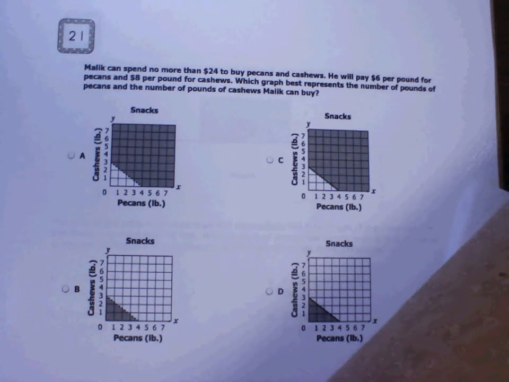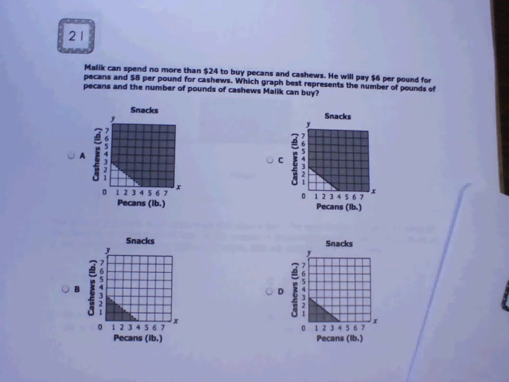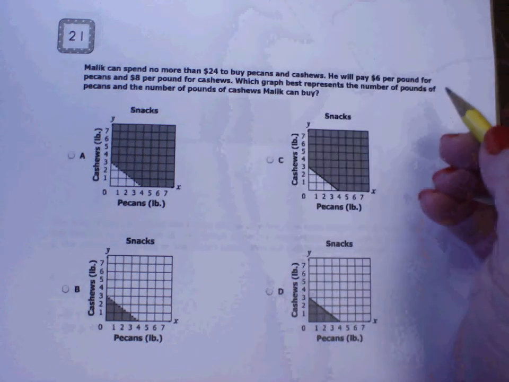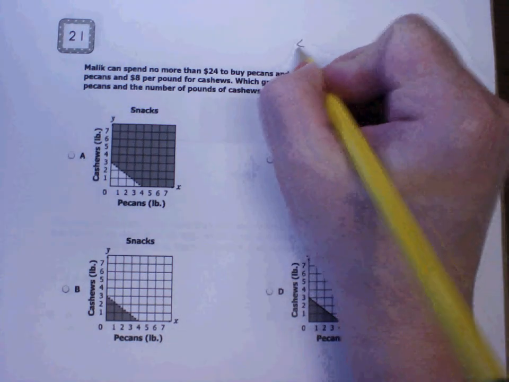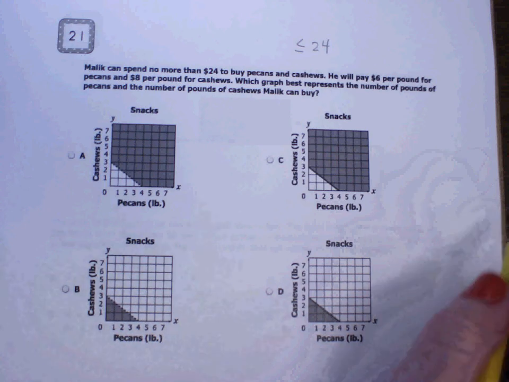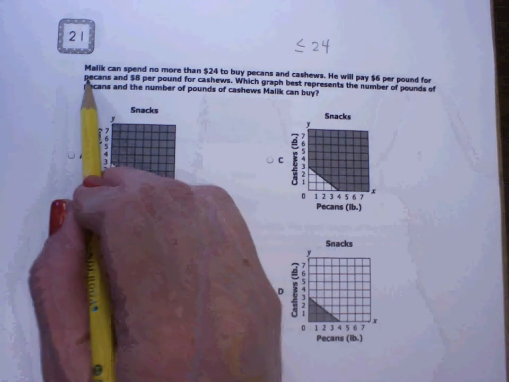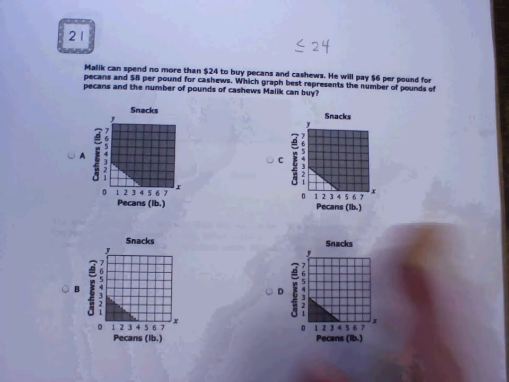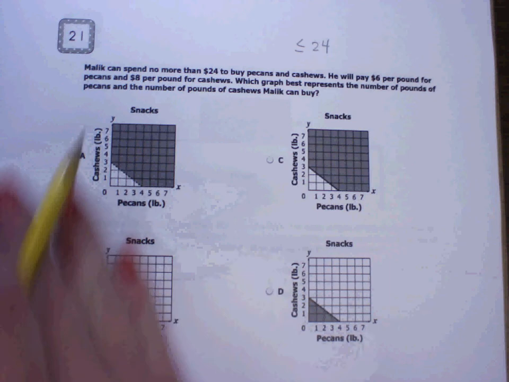All right, Malik can spend no more than 24. So that would be less than or equal to 24. Yes? All right, he will pay $6 per pound for pecans and 8 for cashews. Now, it doesn't tell you which one is X or Y, but you have graphs that you can figure out which one is your X and which one is your Y. Your pecans are your X's.